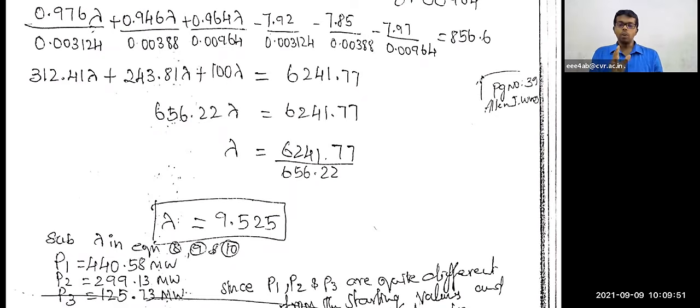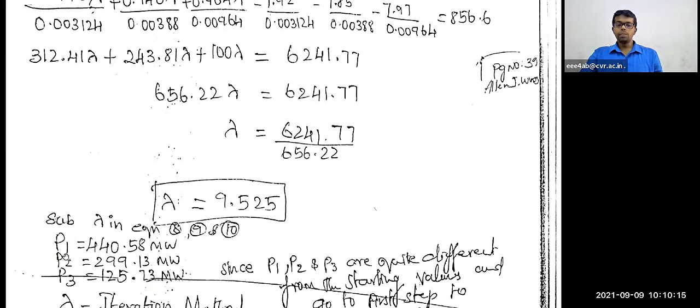In that scenario, what you have to do is consider the same values again and repeat that iteration. Understood? So whenever you get nearby values when comparing the first iteration, second iteration, third iteration, that is, not varying that much, then you can conclude.